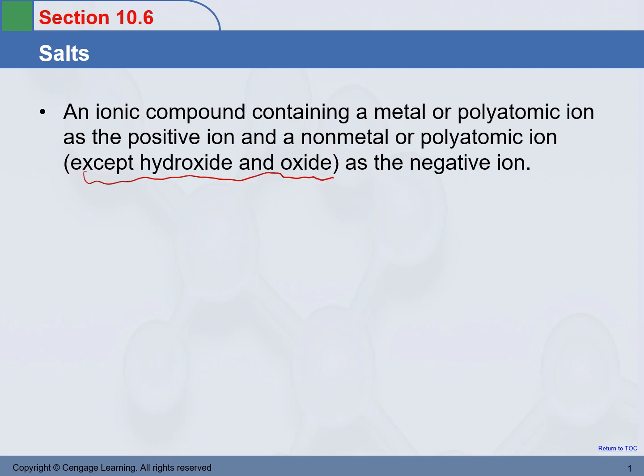The negative ion cannot be hydroxide or oxide. Let's take a look at some examples of salts and examples of compounds that cannot be called salts. So all of these are salts. We have a positive ion, be it a metal or a polyatomic ion. The last one has a polyatomic ion as the positive ion. We have a nonmetal or a polyatomic ion as the negative ion. These are all examples of salts.